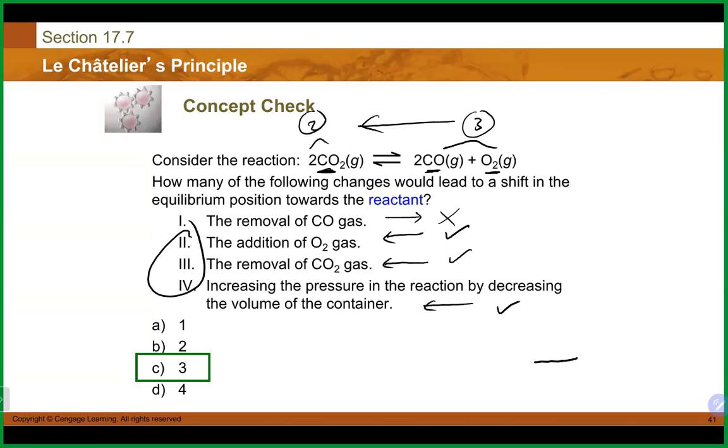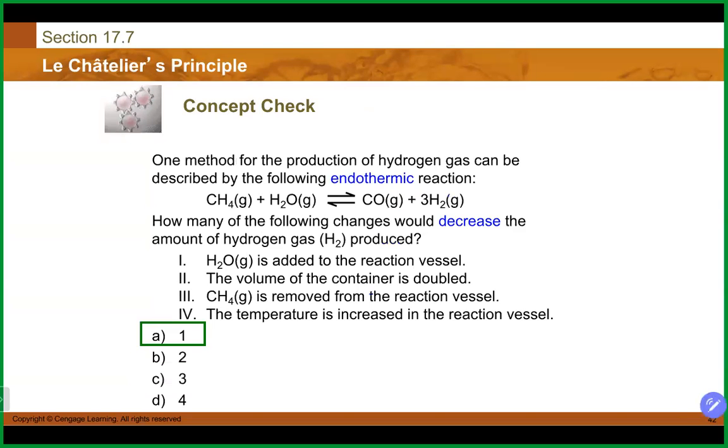All right, let's take a look at one more here, I think. In this case, this is an endothermic reaction. We're looking for whichever will cause hydrogen gas to be produced. How many would decrease the amount of hydrogen gas? I'm sorry. So to decrease the amount of hydrogen gas, we actually want to shift it away from hydrogen, which means we want it to go to the left in this case to have less hydrogen.